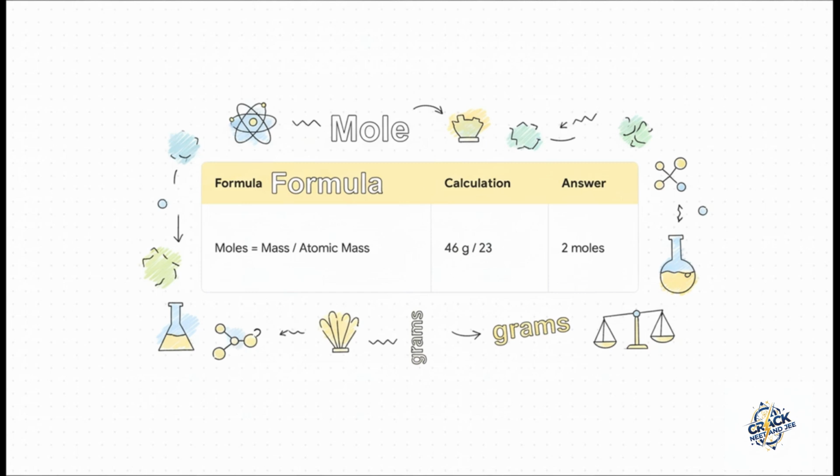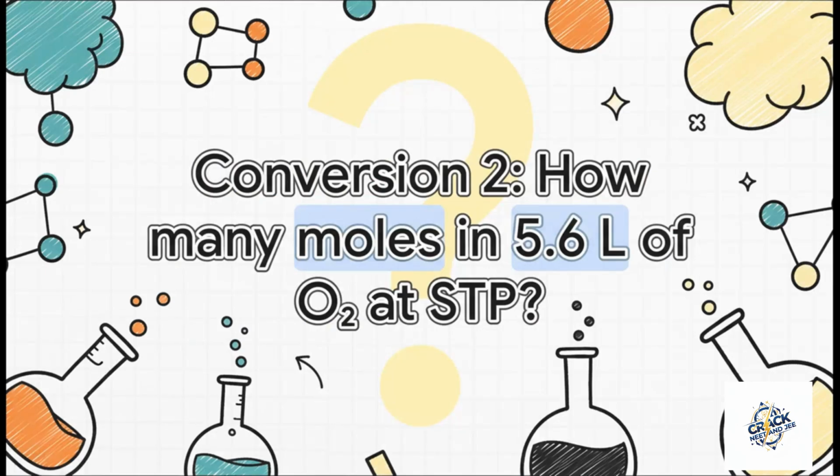It's beautiful. You just take the mass you measured, 46 grams in this case, and you divide it by the atomic mass of sodium, which you can just look up on the periodic table. It's 23. Do the math, and you get 2 moles. We have exactly 2 moles of sodium. Easy as that.